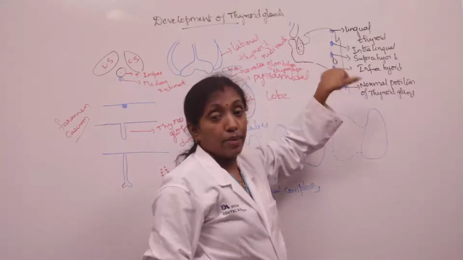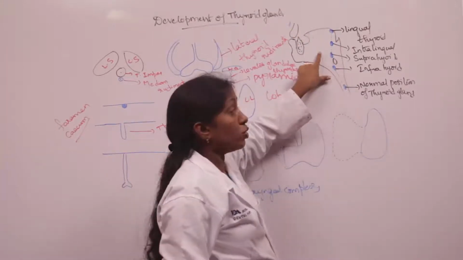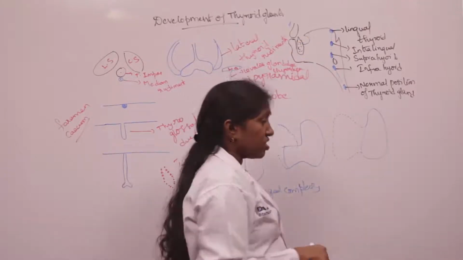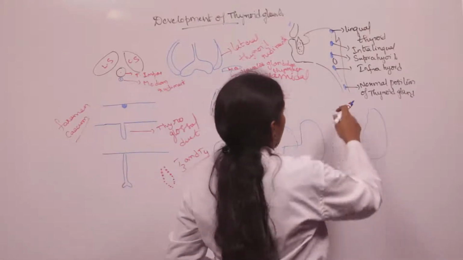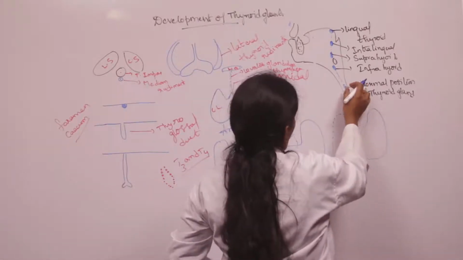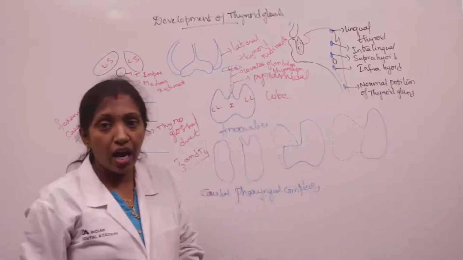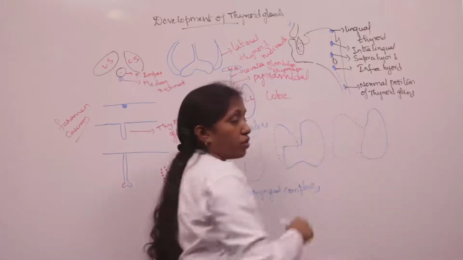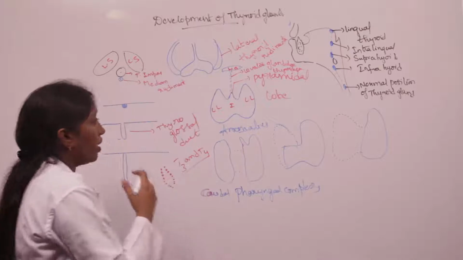Sometimes the thyroid gland may be present superior to the hyoid bone. We call it suprahyoid thyroid. And sometimes the thyroid gland is present just below the hyoid bone. We call it infrahyoid thyroid. Usually the thyroid gland occupies the front of the trachea. Generally it descends downwards in the mid-ventral line and occupies the front of the trachea. This is the normal position of the thyroid gland. So that's about the development of thyroid gland.